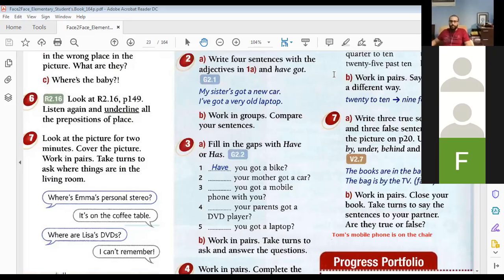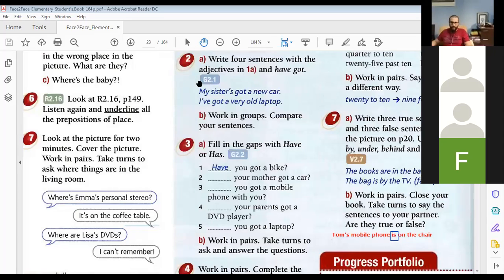Okay, so there's something important when you talk about items or objects. It's very important to use the verb to be, whether is or are. You have to use it. So you have to say, for example, Tom's keys are on the table. Lisa's DVDs are on the floor. Or you can say, for example, the suitcase is behind the sofa. So you have to use the verb to be. It's very important. All right, okay, very good.